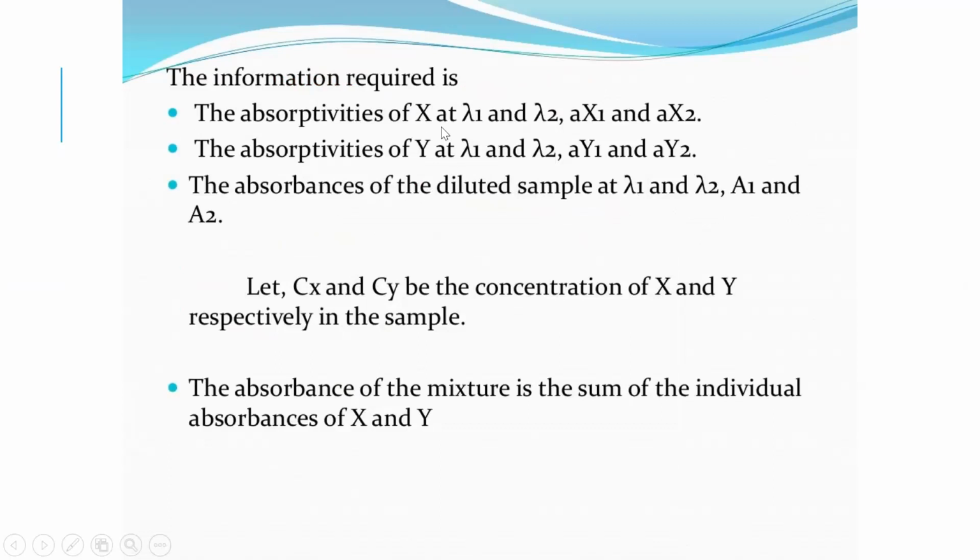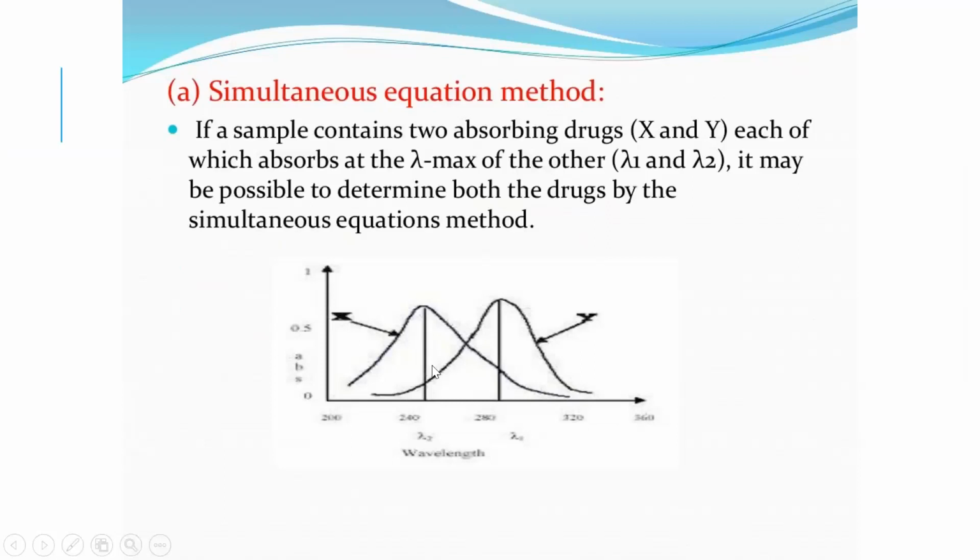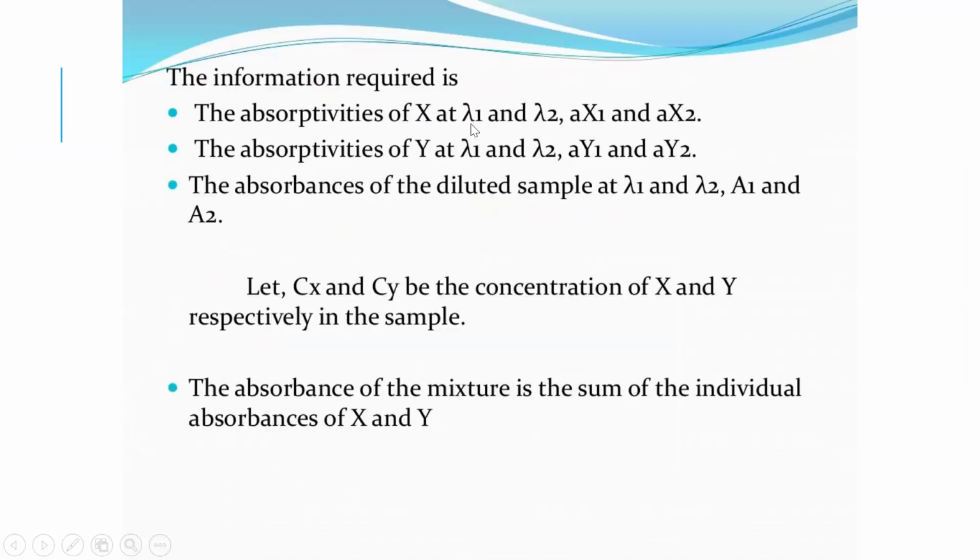So measure the absorptivities of X at lambda 1 and lambda 2. Denote them as AX1, AX2. Determine the absorptivities of Y at lambda 1 and lambda 2. Here, this is lambda 1, this is lambda 2. Lambda 1 is the wavelength maximum for X and lambda 2 is the wavelength maximum for Y. At lambda 1 and lambda 2, determine the absorptivity of X, denoted as AX1, AX2. Absorptivity is nothing but absorbance divided by concentration multiplied by path length.